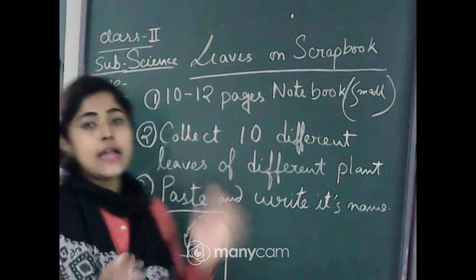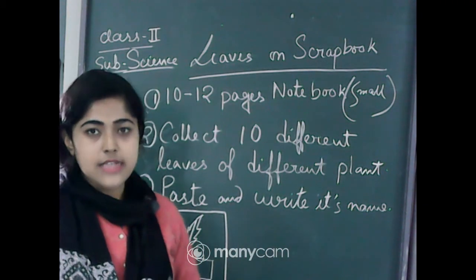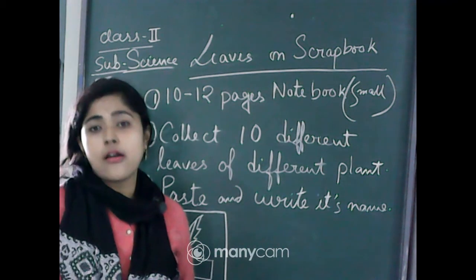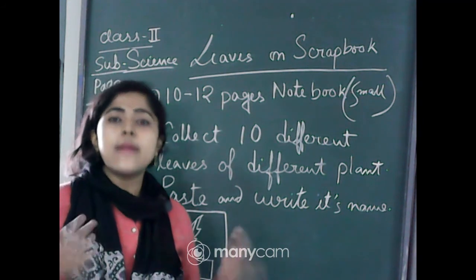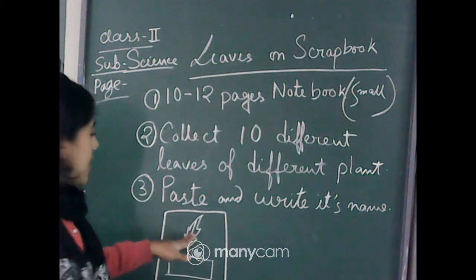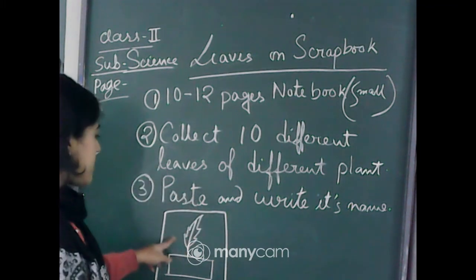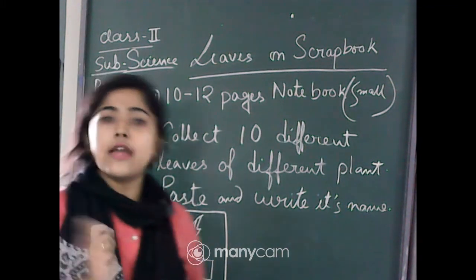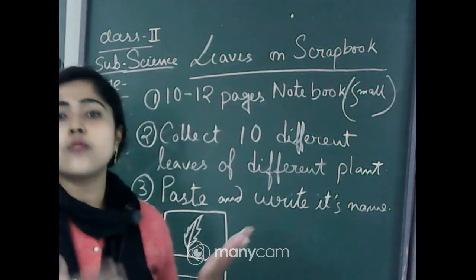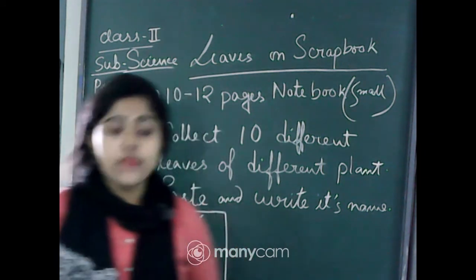Next, you have to collect 10 different types of leaves from different plants. As I gave in the example, you can collect anything, from flower plants, fruit plants, medicinal plants, any leaf you can collect. Then you have to paste them on the right side of your copybook, and under each you have to write down its name. Because if you don't write its name, you can't understand which leaf it is, and me too. That's why I suggest you write down its name.